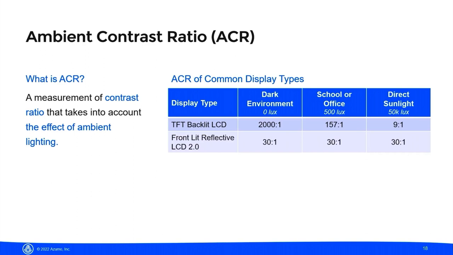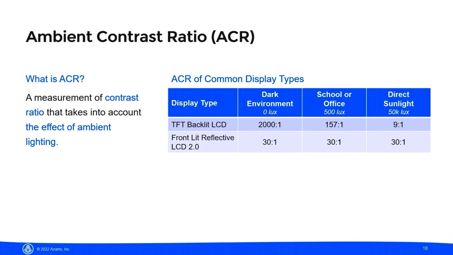So this chart we're showing you here is the actual change that occurs in a display as you add more and more ambient light and direct light into the environment. As you can see here, a traditional TFT backlit LCD, this specific display that we tested, started out at 2000:1 contrast ratio, and that was in the spec sheet. When we tested it in a typical school or office environment, about 500 lux of ambient light, the contrast ratio actually tested out to only 157:1. When we moved it to direct sunlight, which is traditionally about 50,000 lux, the contrast ratio is down to 9:1.